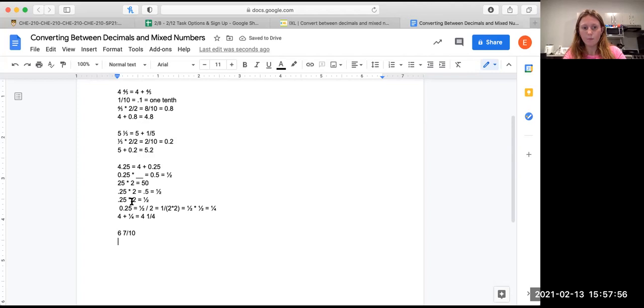So I have 6 plus 7 over 10, which is the same thing as 6 7/10. And we know that 7 over 10, since that's tenths, I can just go 0.7. So 6 plus 7/10 is going to be 6.7.